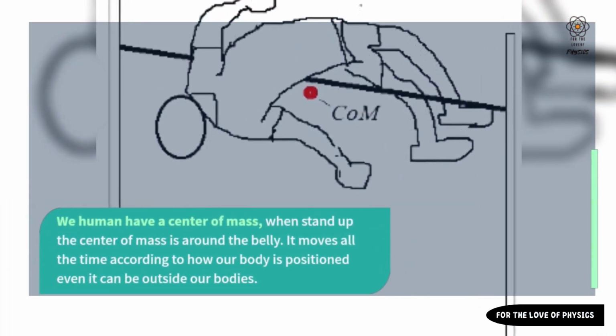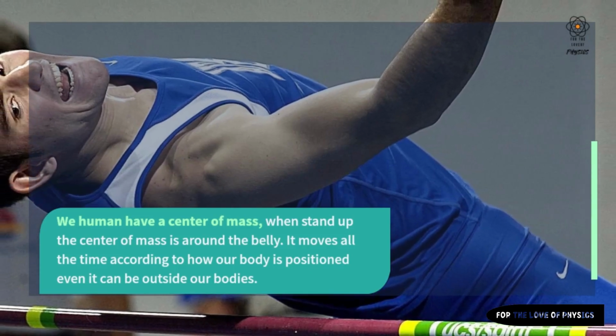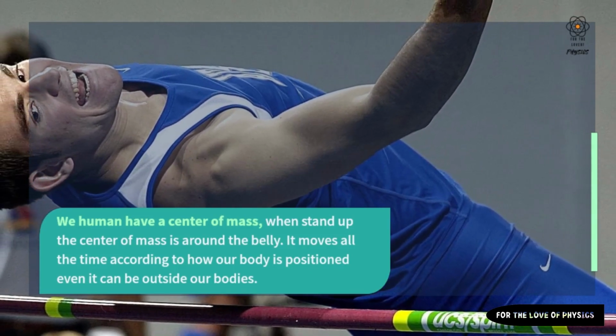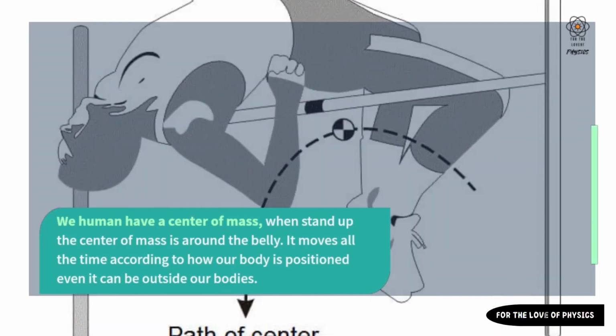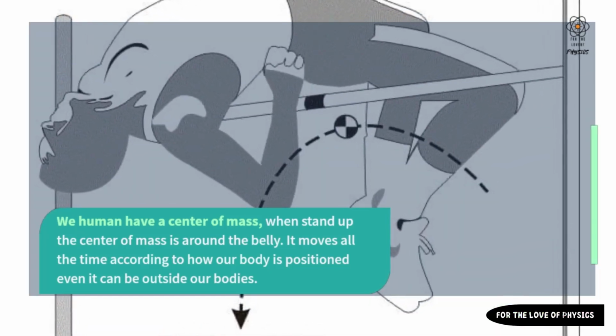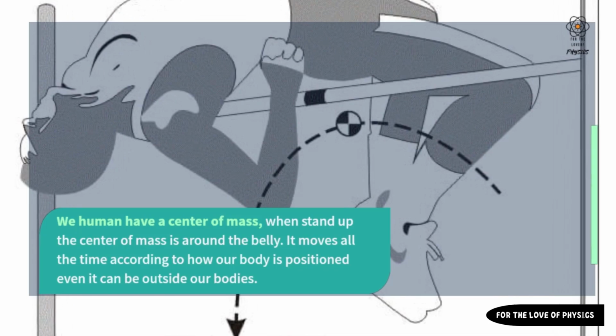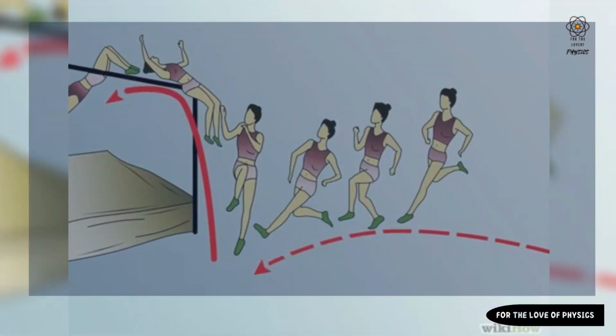We humans have a center of mass. When we stand up, the center of mass is around the belly. It moves all the time according to how our body is positioned, and it can even be outside our bodies.